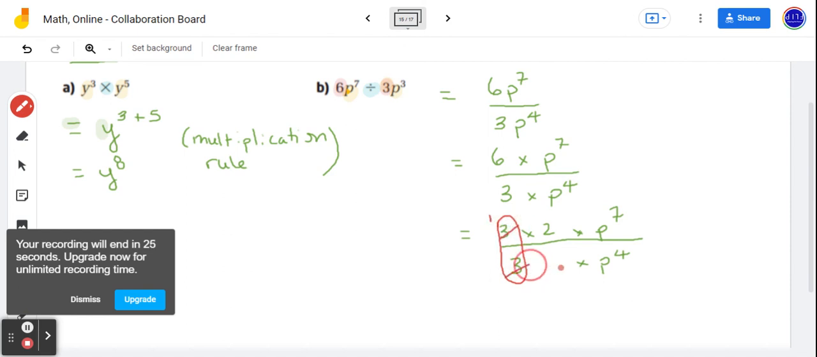I'm getting prompted that we have a matter of seconds left in our video, so let's see if we can wrap this up. That's going to reduce to 1 over 1. So we're left with 2 copies of p to the 7th, divided by p to the 4th. And it looks like, unfortunately, we're going to have to wrap this up in the next video.